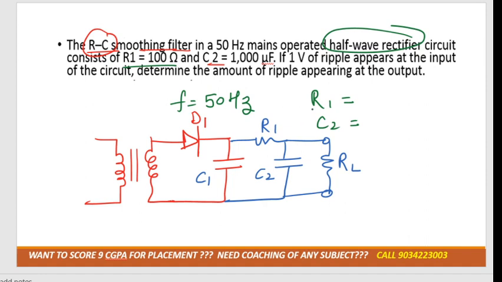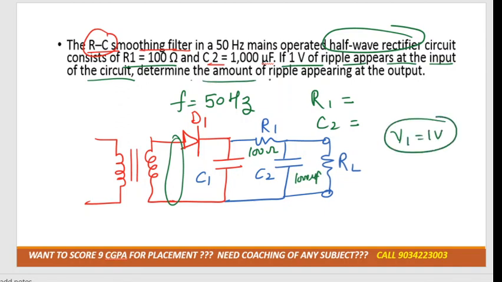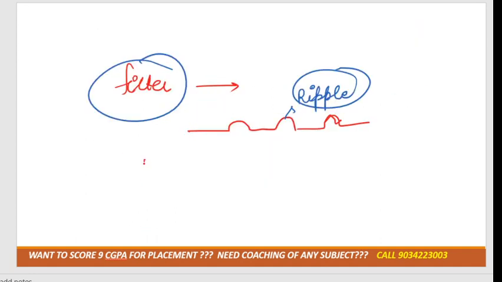Now see, they have given the value of R1. R1 is how much? 100 ohm. C2 is 1000 microfarad. If 1 volt of ripple appears at the input of the circuit, at the input side, V1 would be equal to 1 volt, determine the amount of ripple appearing at the output. Basically they are saying suppose there is a ripple of 1 volt maximum.